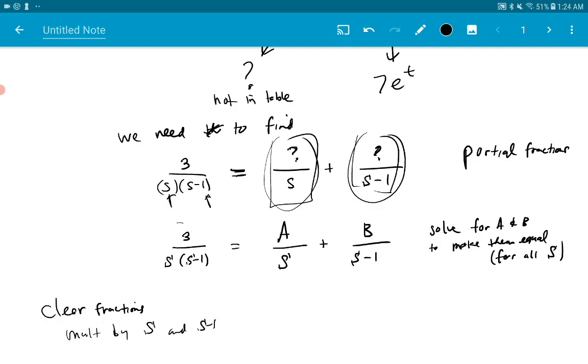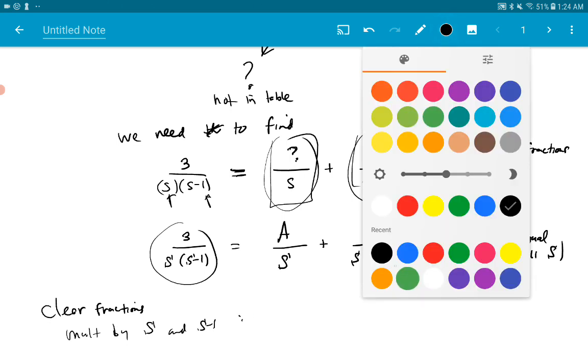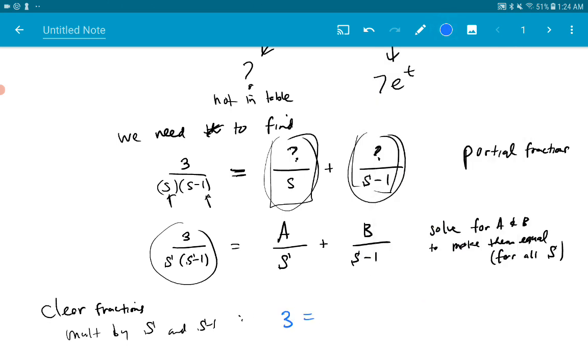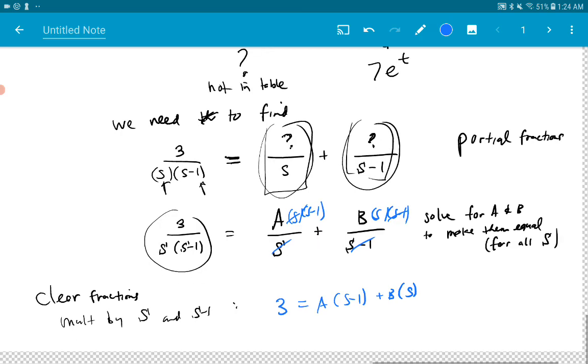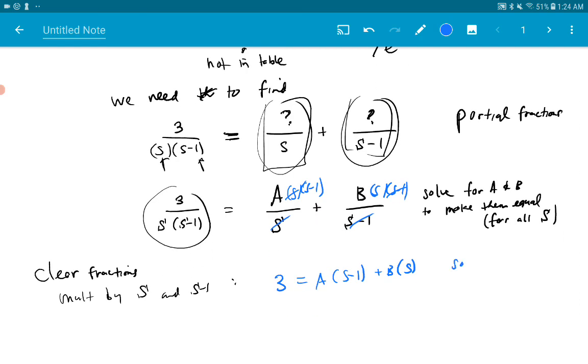When you do that, on the left side, all the s and s minus 1s cancel, and what you're left with will be 3. On the right side, you'll put an s and an s minus 1 on both of these. Here the s's cancel. Here the s minus 1s cancel. So you're left with a times s minus 1 plus b times s. And you're trying to solve for a and b.